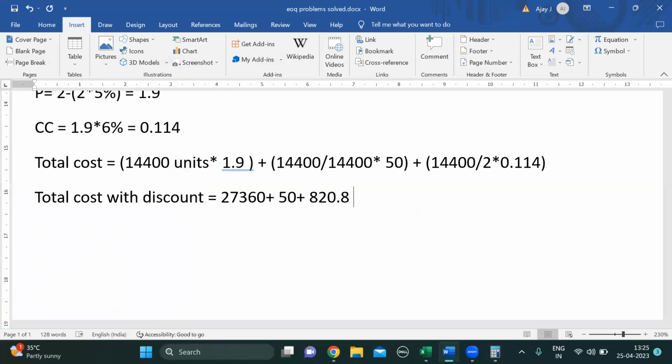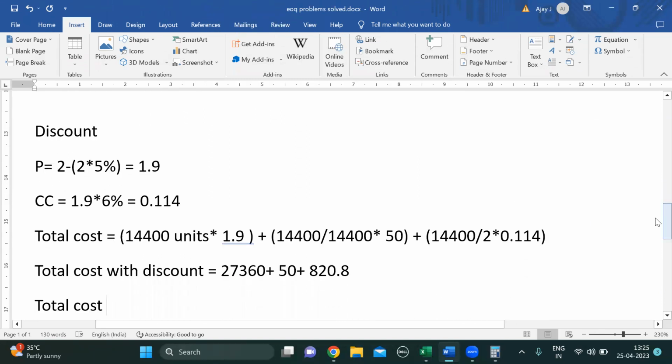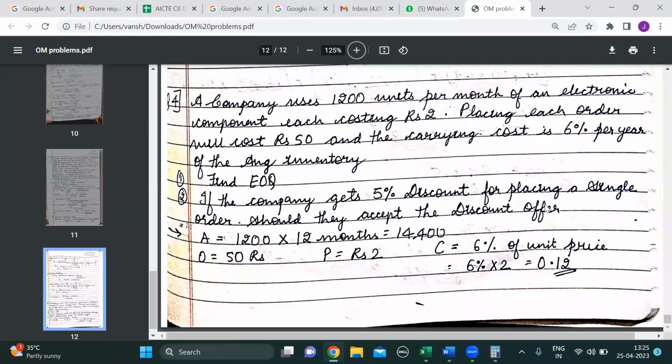When you add all these three, you will get the total cost. So you find the total cost. For EOQ also solve that equation and find it. Whichever is minimum, that would be the actual that you will accept. So these were the sums on how to solve it if discount is given.